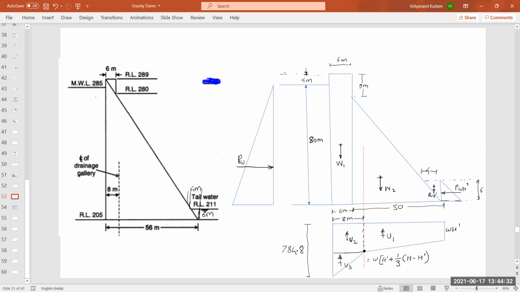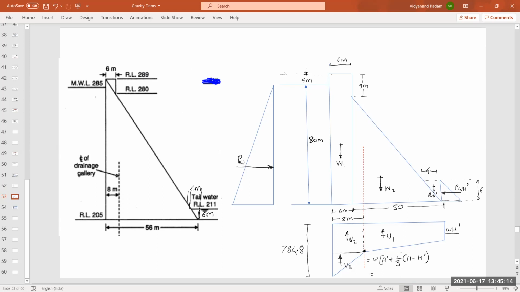Okay, so we have discussed already this point. If there is a drainage gallery, in that case, the uplift pressure at the drainage gallery is given by the uplift pressure at the toe of the dam, that is W into H dash, plus 1/3 the difference between the heel of the dam and the toe of the dam, that is W into H minus W into H dash, the 1/3 portion of the difference of the two, plus W into H dash. Okay, so use this formula and calculate this value.